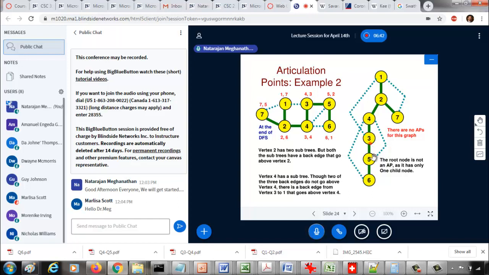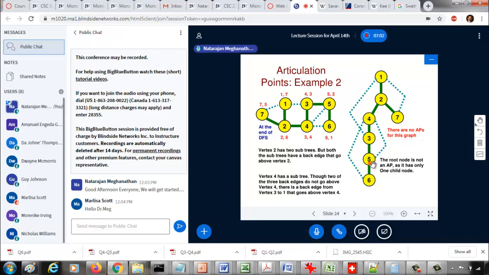Similarly for vertex 3 there is one subtree and there is one back edge that goes above 3. Actually there are two back edges, one between 5 and 4 and one between 6 and 4. Both the back edges go above 3. So 3 is not an articulation point.